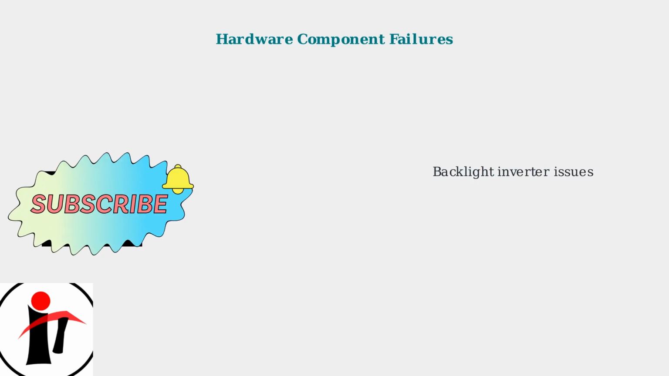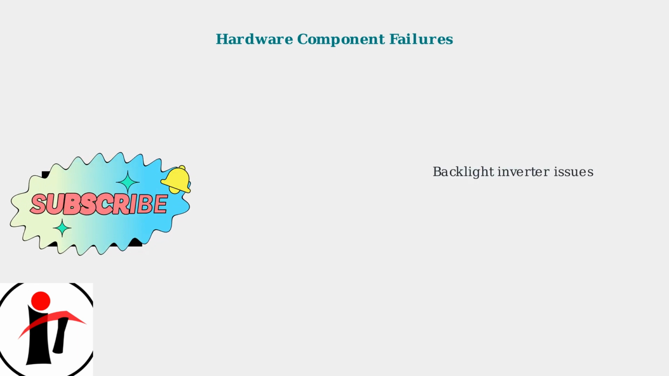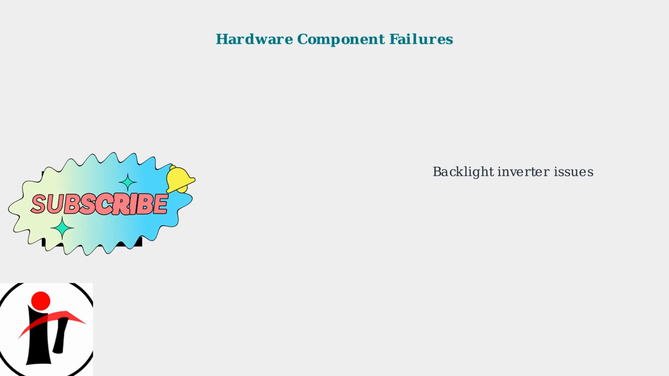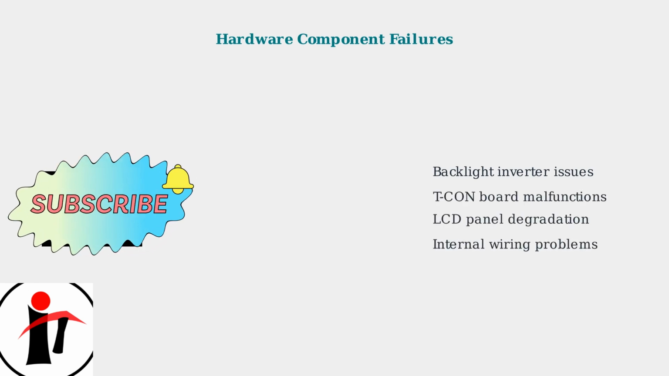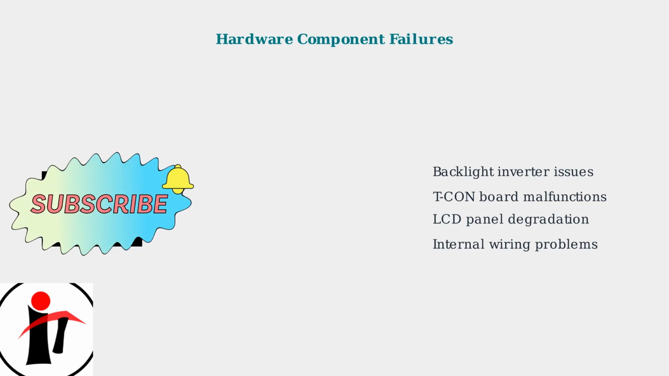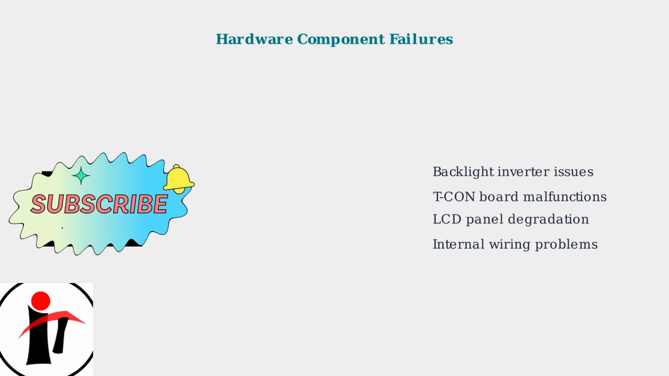Hardware component failures represent about 10% of flickering issues. The backlight inverter can malfunction, causing brightness fluctuations and flickering. The T-Con board, or timing controller shown here, manages the display timing. When it fails, you'll see various display artifacts, including flickering. LCD panel degradation and internal wiring problems can also cause similar symptoms.